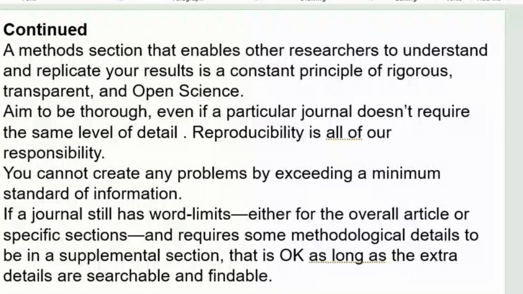A method section that enables other researchers to understand and replicate your results is a constant principle of rigorous, transparent, and open science. Now you're going to tell me, what is rigorous? What is transparent? Try. When we say something is rigorous, when something is transparent, what do we mean?